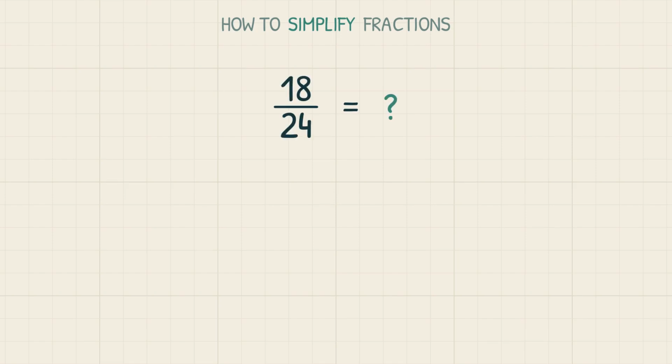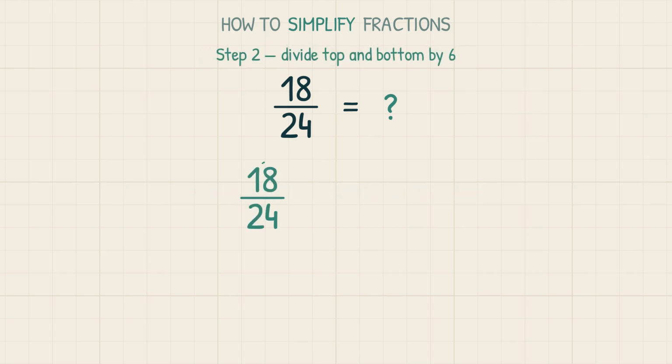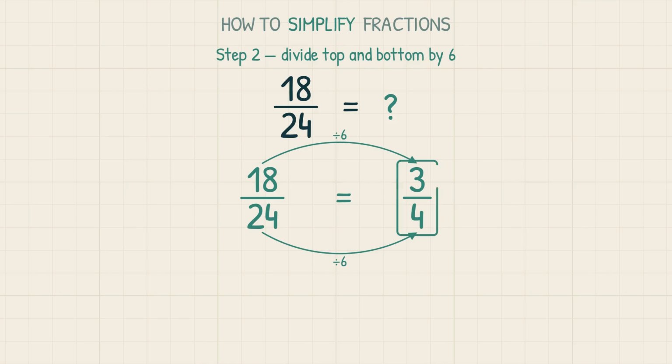Now let's simplify 18/24. The highest common factor of 18 and 24 is 6. Divide the top and bottom by 6. 18 divided by 6 is 3, and 24 divided by 6 is 4, 3/4. 3 and 4 share no common factor, so that's simplest form.